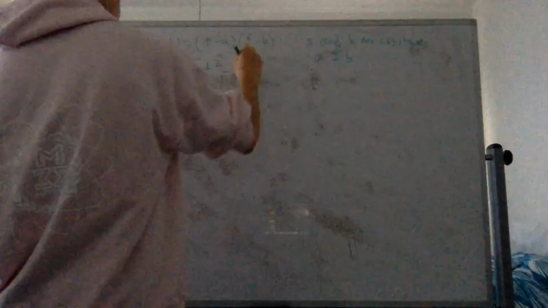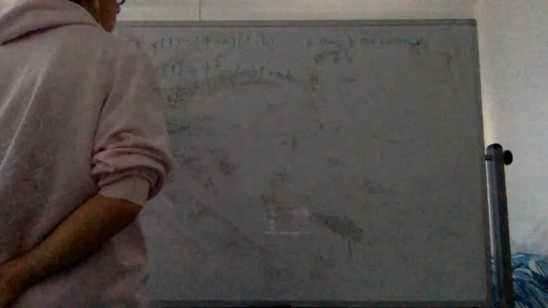Couldn't we multiply this out? So x of t is equal to t squared minus 2abt plus ab. Wait, actually, I'll just do this first: t squared minus at minus bt plus ab.